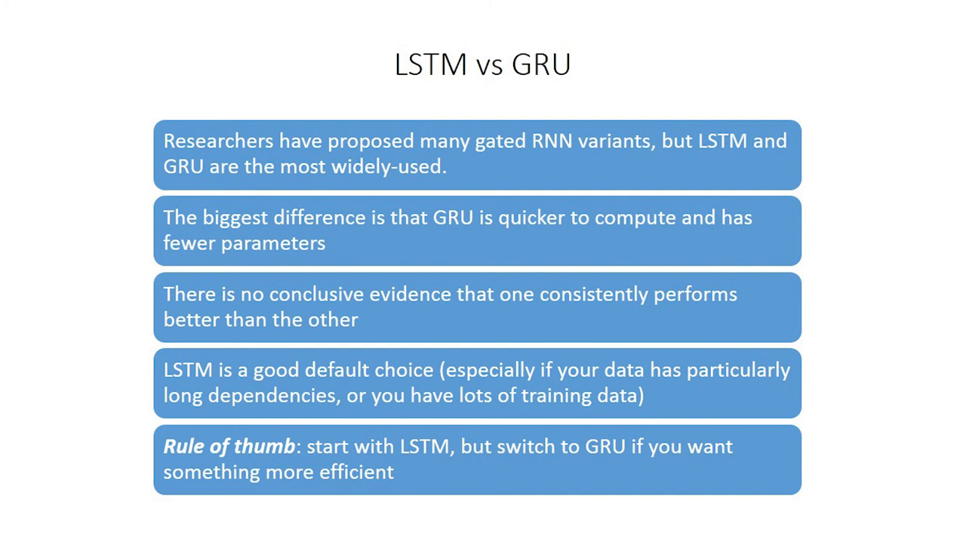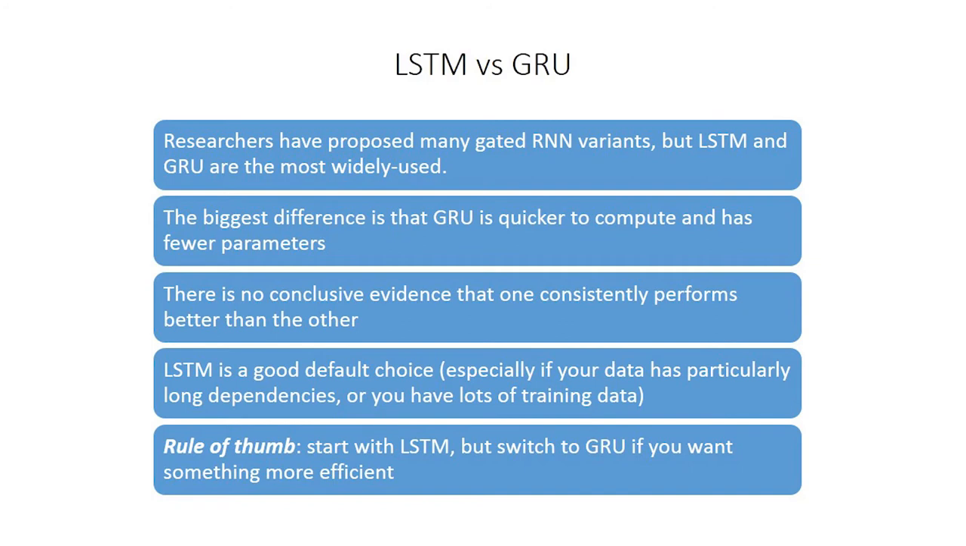So LSTMs versus GRUs. Researchers have proposed quite a number of RNN variants to LSTM and GRU. But those two are the ones which are mostly used. The biggest difference between the GRU and the LSTM is the GRU is much quicker and it has got fewer parameters.